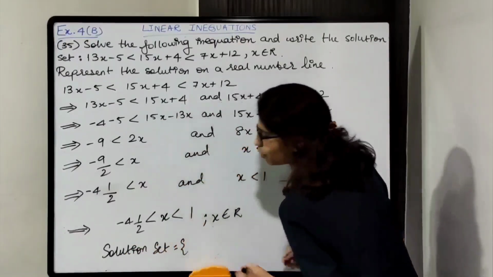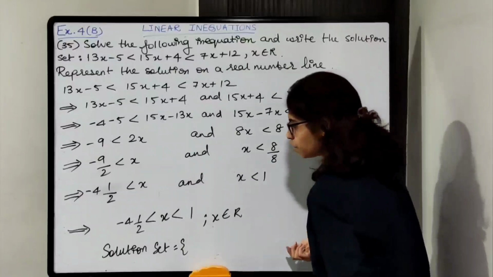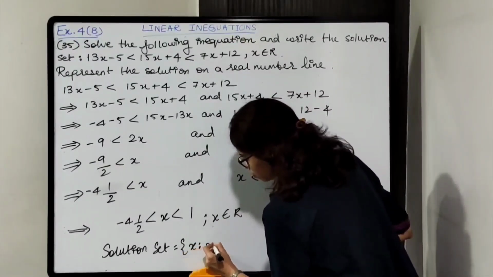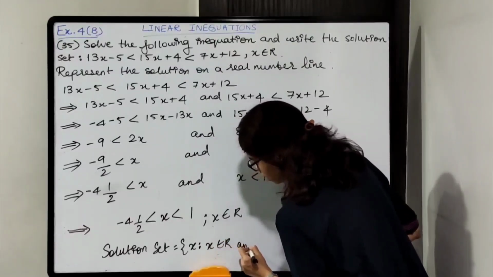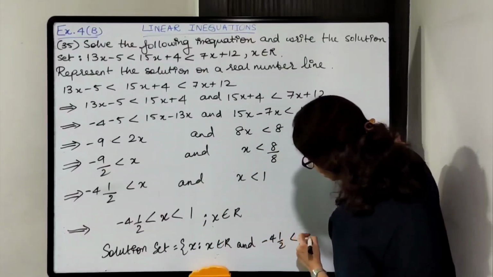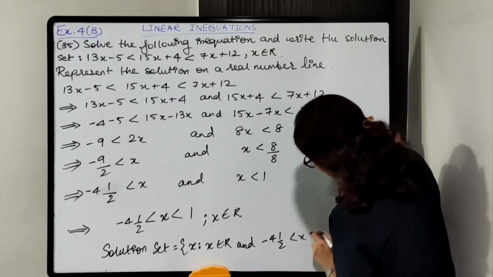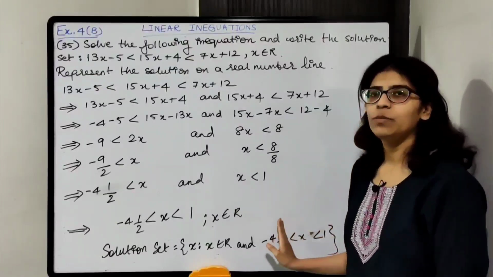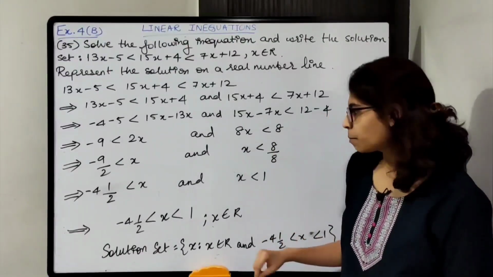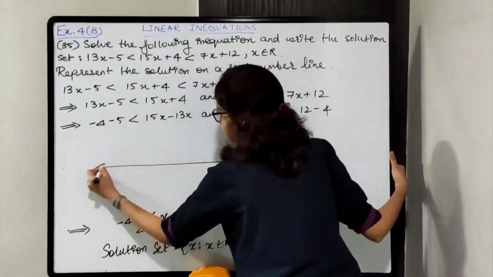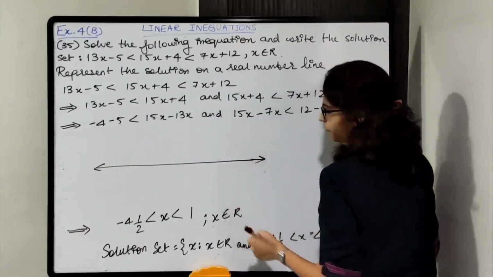It will be in set builder form because it belongs to real numbers, so we write it in set builder form. X such that x belongs to R, and minus 4.5 is less than x is less than 1. Okay. Now we'll plot it on the number line. The range is minus 4.5 to 1. So draw a number line.